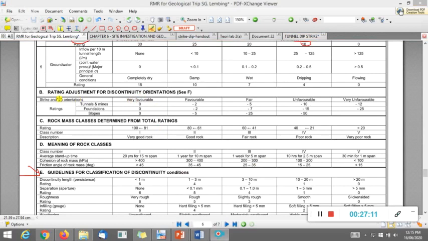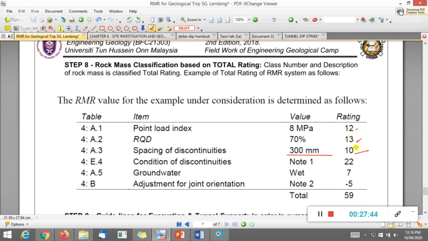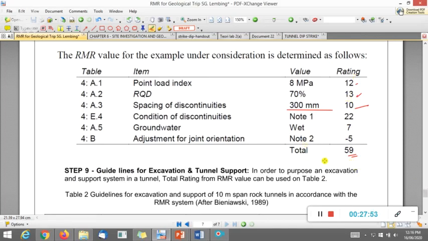After you have determined the condition of the strike and dip orientation, so for example, for tunnels, give rating based on the condition. Okay, is it fair? Is it unfavorable? Is it favorable? So each condition have their own rating. Okay, so you need to give rating based on the application. Then go to step 8, number 8. So based on the total rating, you put all the rating value in this table. So finally you will get the total rating value based on all the parameters. So you will get a number of rating.